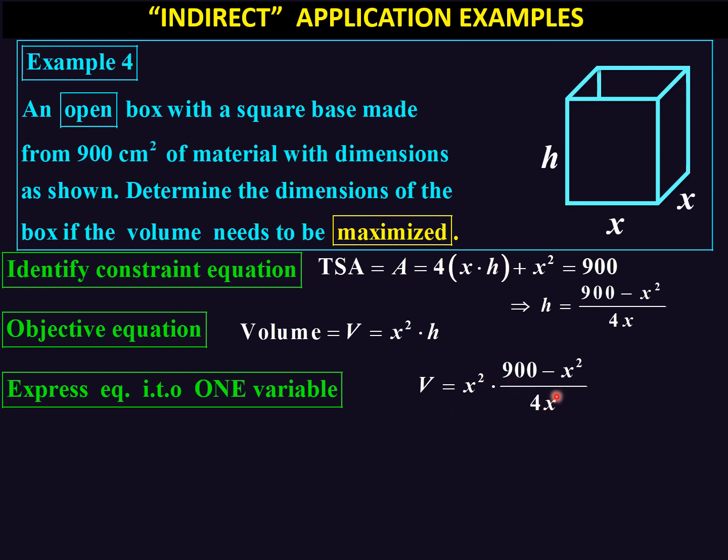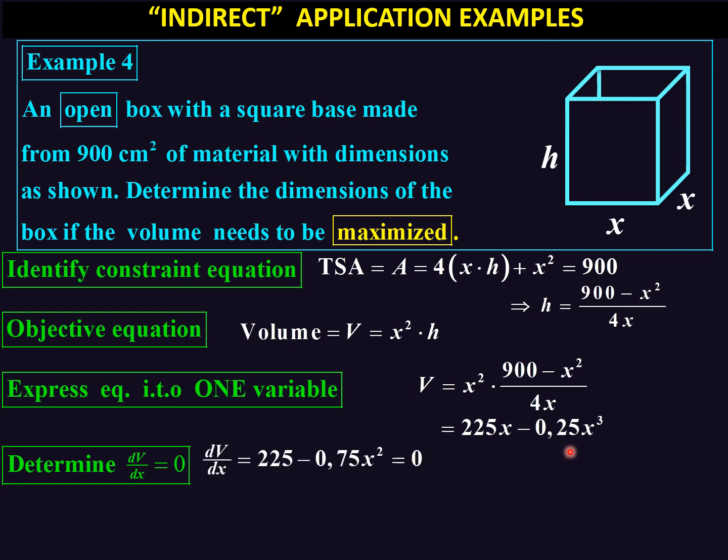900 over 4, you should do it mentally. Don't mind using a calculator. That is going to be 225. And 1 over 4 is 0.25, it's embarrassing if you do that on a calculator. So simplifying that, we have an expression, an objective function, that's ready to be differentiated. So let's differentiate that. Let's try that first. 225, that's correct. Negative 0.75 x squared.